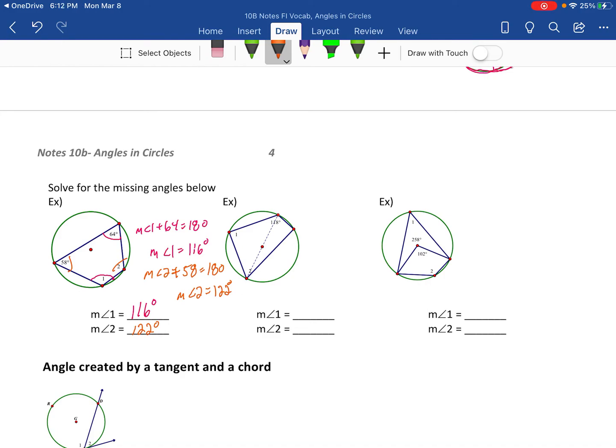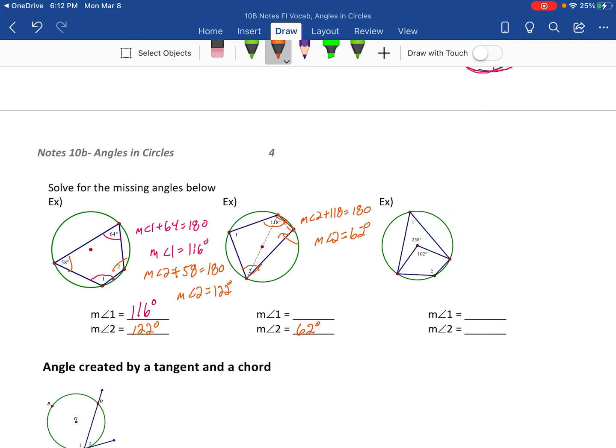Okay, on to the next one. Now this one's kind of an interesting one. One is actually pretty easy. So first thing you're saying, oh, well, I know that this is 118 and this is 2, and I know the measure of angle 2 plus 118 is equal to 180. So the measure of angle 2 must be equal to 62 degrees. And that one is pretty easy because you know that.